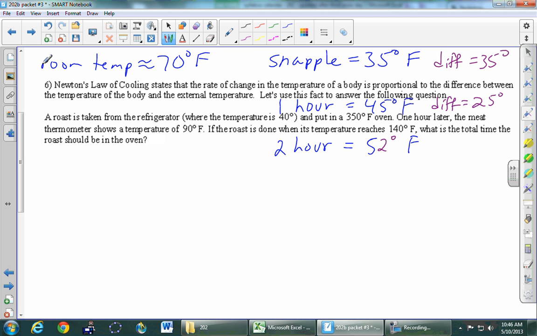Fine. So that's all that Newton's law of cooling says: the rate of change in the temperature, so in the first hour it changed by 10 degrees, in the second hour we're saying it only changed by 7, is proportional, at some constant, times the difference between the temperature of the Snapple and the external temperature. And that's the difference that we calculated there. The bigger the difference between the temperatures, the more inclined the Snapple is to heat up, right? And that's what that says.